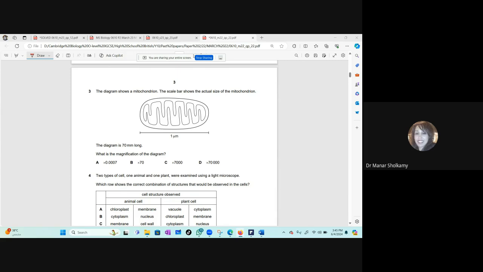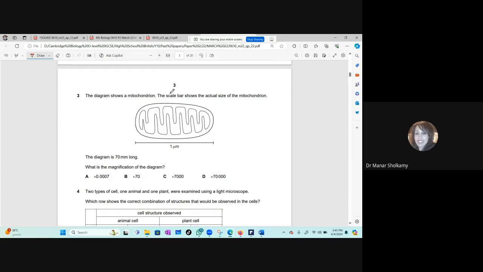Now 3. I want to zoom in. The diagram shows a mitochondrion and the scale bar shows the actual size of the mitochondrion. So this is considered the actual size of the mitochondrion. The diagram is 70 millimeters long. What is the magnification? So again, what is the formula? The image over the actual. Yes, the image over the actual. Now they want the magnification. So what is the image?